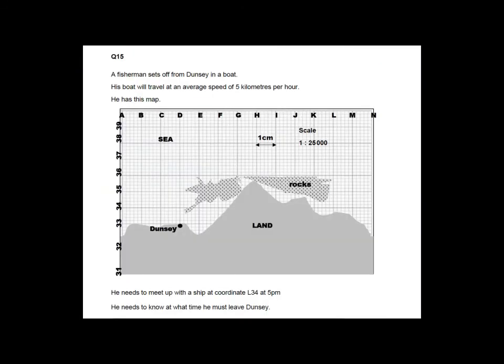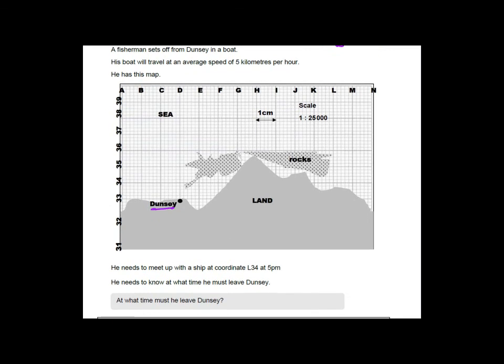Question 15. A fisherman sets off from Dunsey in a boat. His boat will travel at an average speed of 5 kilometers per hour. And he has this map below. He needs to meet up with a ship at coordinates L34 at 5 p.m. And he needs to know at what time he must leave Dunsey.